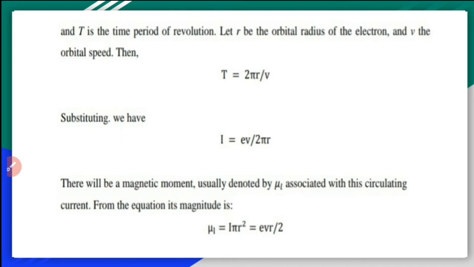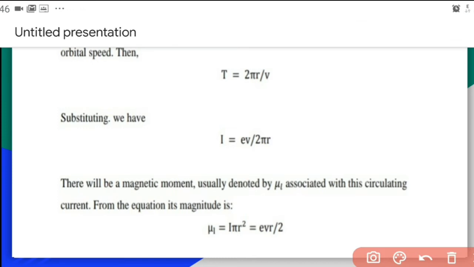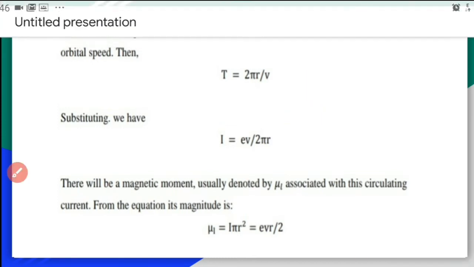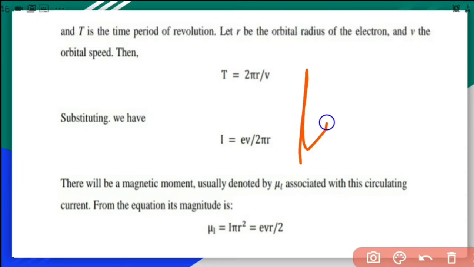Here, what is the area bound by the orbit? It will be simply pi r square since it is circular in shape. So, substituting for A, we have the orbital magnetic moment, which we are representing by the letter mu. The letter mu stands for orbital magnetic moment.